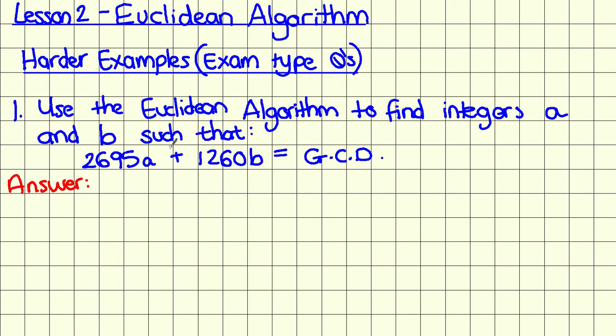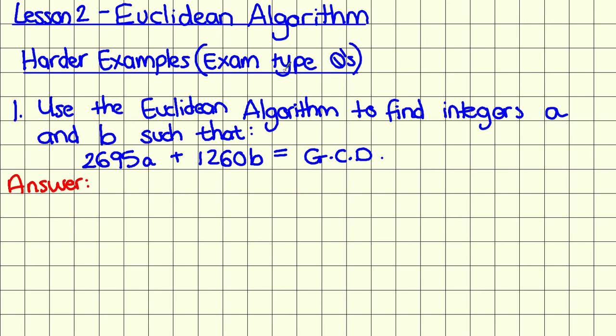Okay folks, so here's the second and final lesson of the Euclidean algorithm. It's a nice wee short topic. In lesson 1, we found the greatest common divisor of two numbers. That's your first 2 marks of any question. Here we're going to do those 2 marks and then do the last 2 marks. This is what all the exam questions look like.